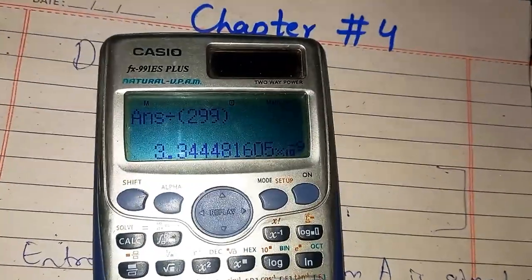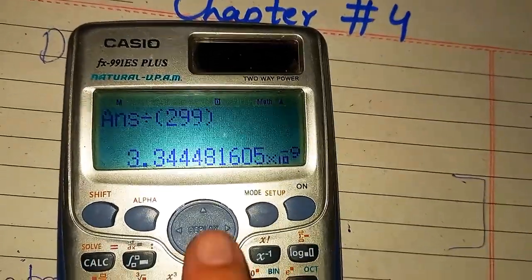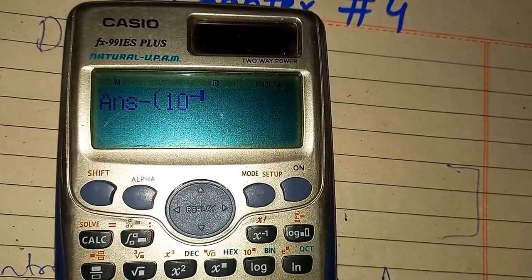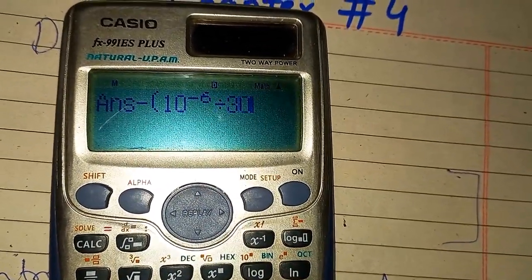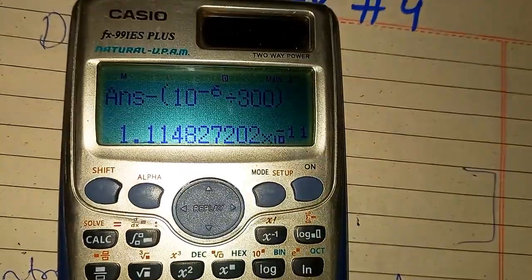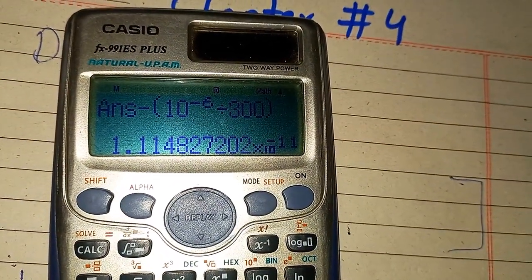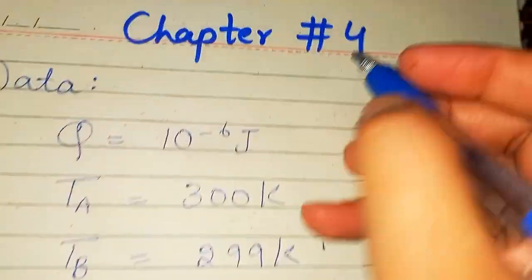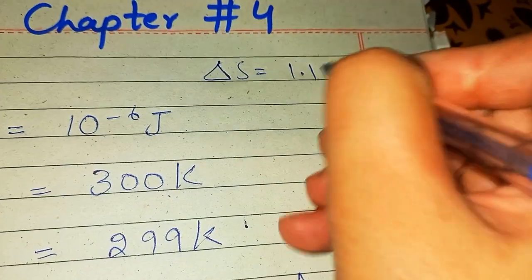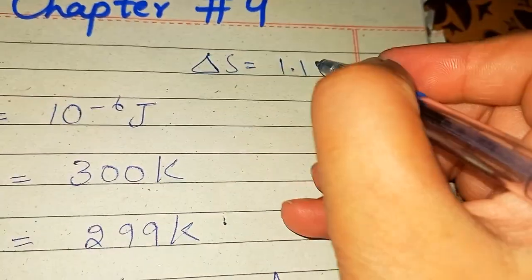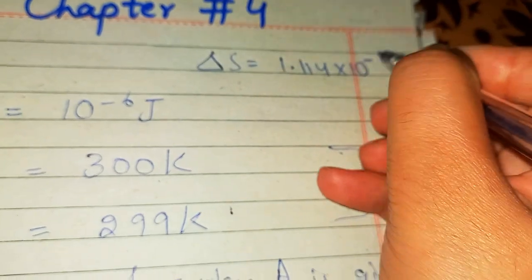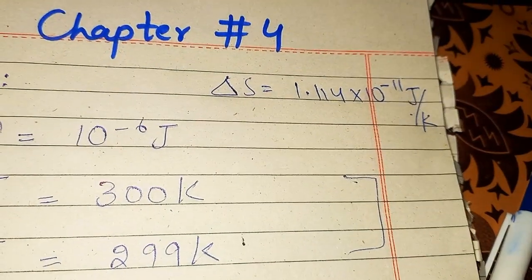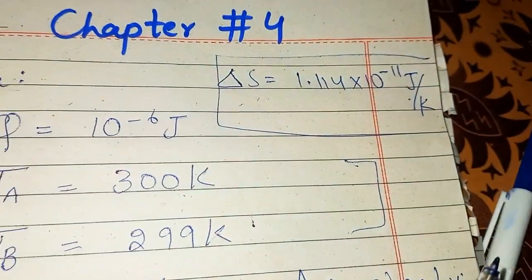Let me do this. Let us do this here. I'm taking it as positive, and we can do this here as well to ensure accuracy. So the result that we have got here is 1.11 multiplied 10 to the power minus 11. So the net entropy change equals 1.114 multiply 10 to the power minus 11 joule per Kelvin. Okay, that is the net entropy change of the system.